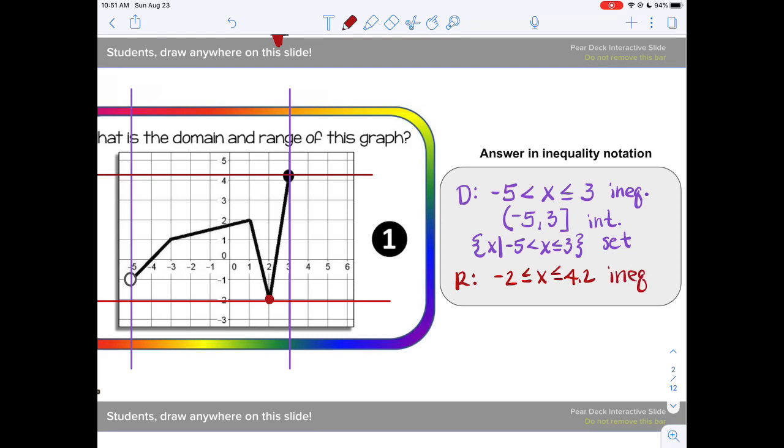That's inequality notation. If I wanted to write interval notation, it would be my smallest number followed by my largest number. Both of those get brackets because of the less than or equal to. So this is my interval notation, and then set notation would be identical to our inequality notation, except that it's all real numbers y with the brace, such that -2 less than or equal to x less than or equal to 4.2.